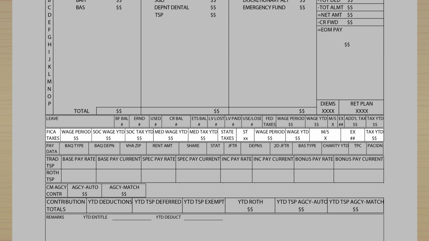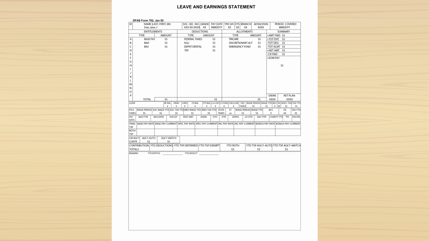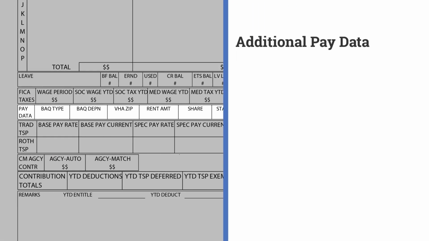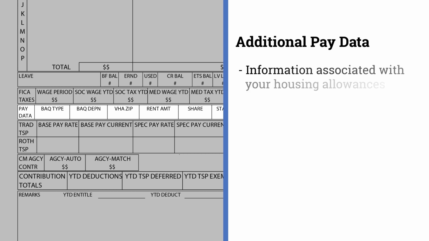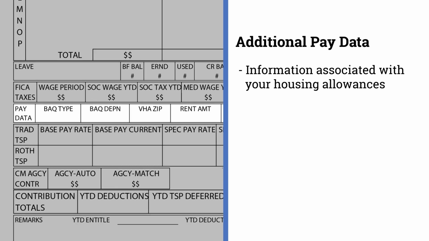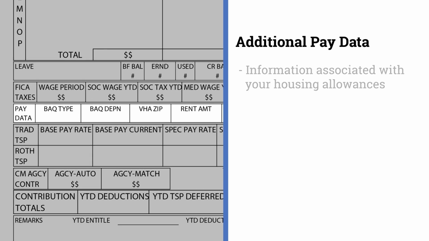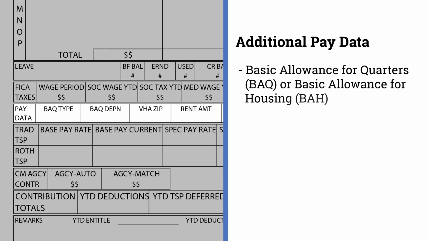You've almost finished decoding your LES. There are just a few more fields left. The next portion contains additional pay data. You'll find information associated with your housing allowances. As you can see, your LES says BAQ, which means Basic Allowance for Quarters. It is now referred to as BAH, or your Basic Allowance for Housing.